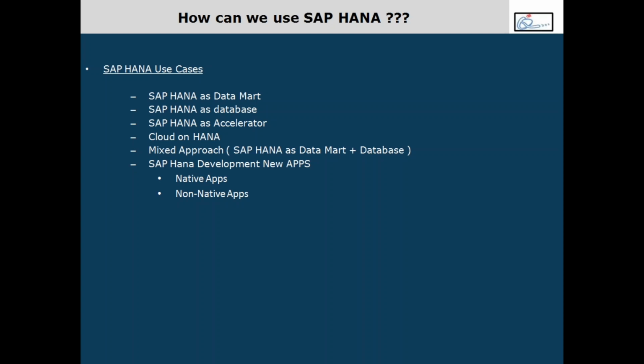take this BW out completely and then set up a new HANA, which will take almost 4 to 5 years for them to get the ROI. The other option is lift and shift the database to HANA. And then you leverage both BW modeling and HANA modeling together, a mixed approach.